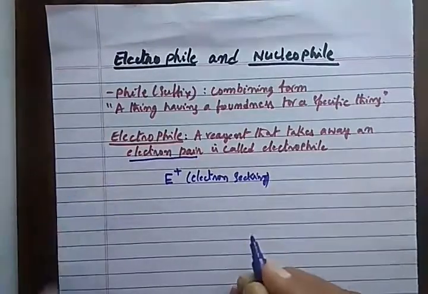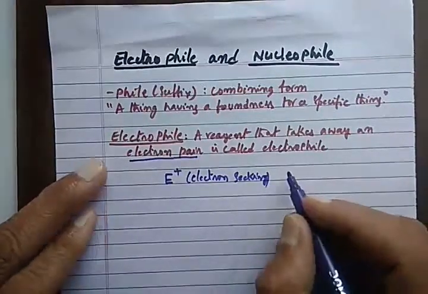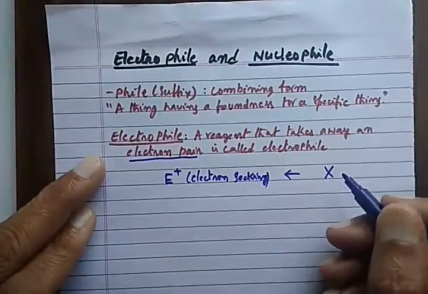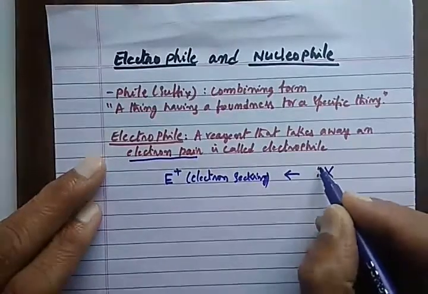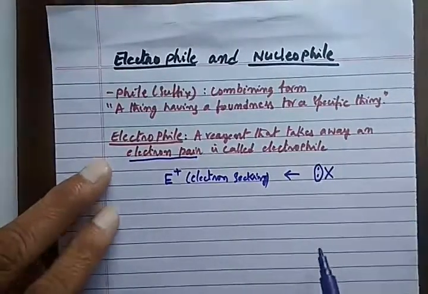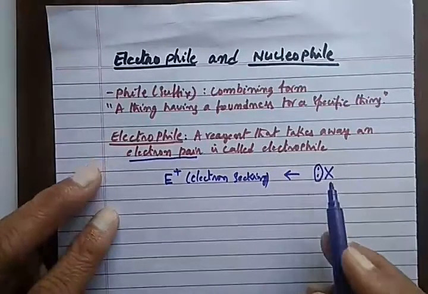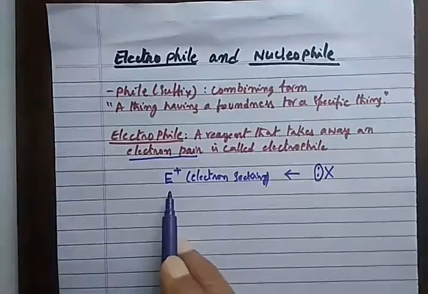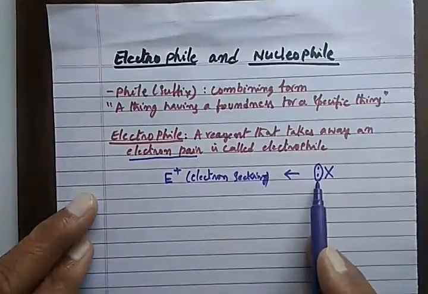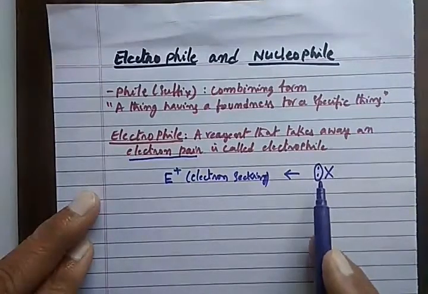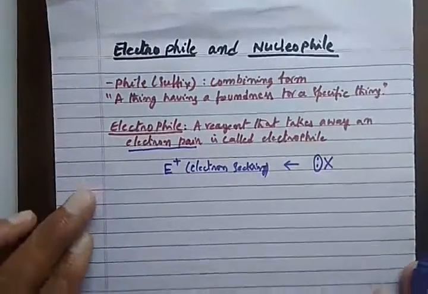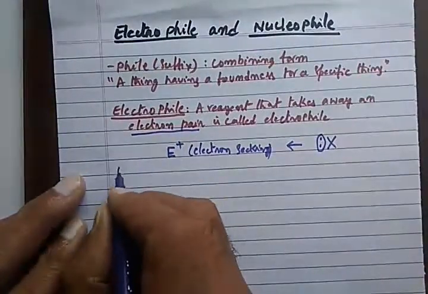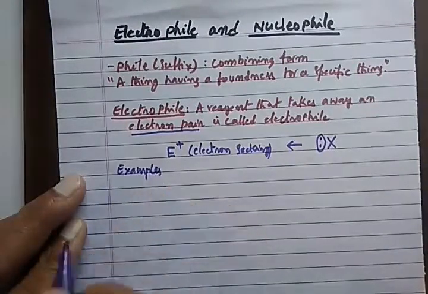And we can say it is electron seeking. Electron seeking means some other element or compound should have a pair of electrons, or a lone electron pair. So this electrophile takes not a single electron, but the whole lone electron pair. Then we will see the examples of electrophile. Two examples you will see.